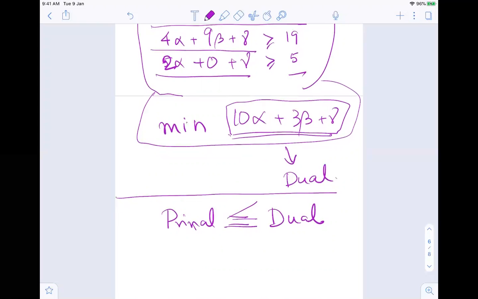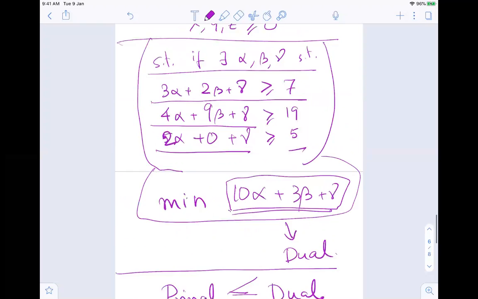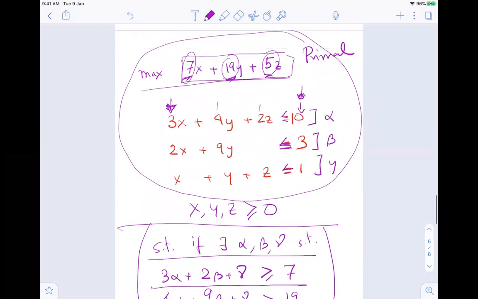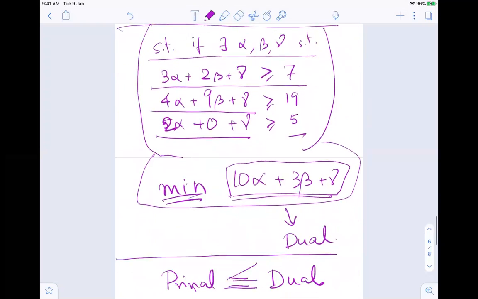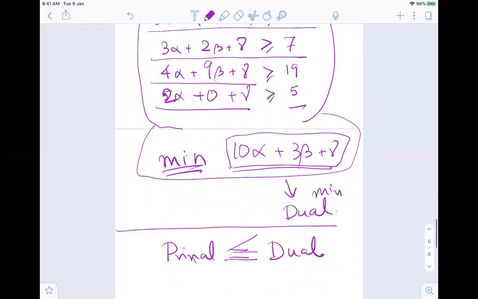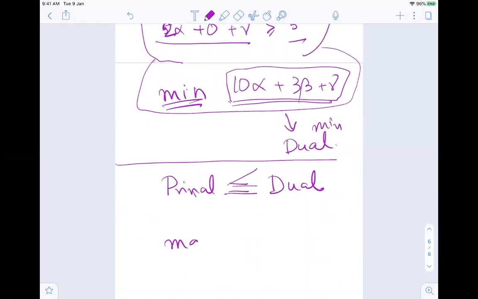Maybe this is confusing, so don't call it primal. I will call it the max, because of this max. And this is the min, the dual. So what I have is that max is less than or equal to min. Now if you take the min and take a max out of it, you will not have min less than max. You will again have max less than min.